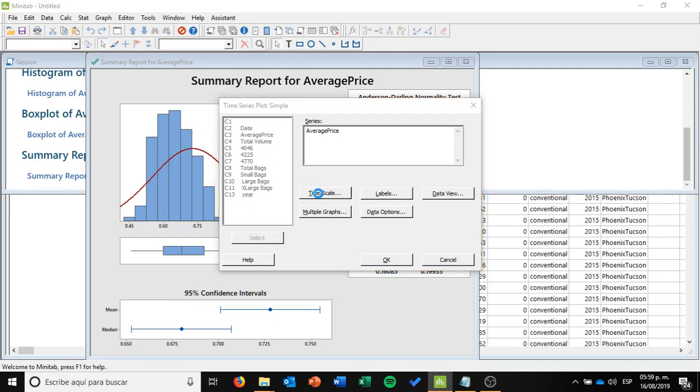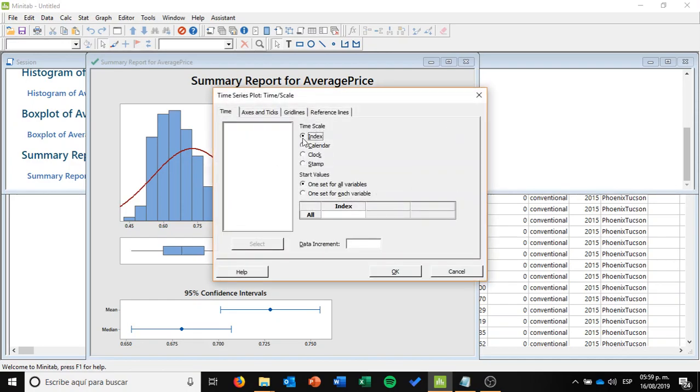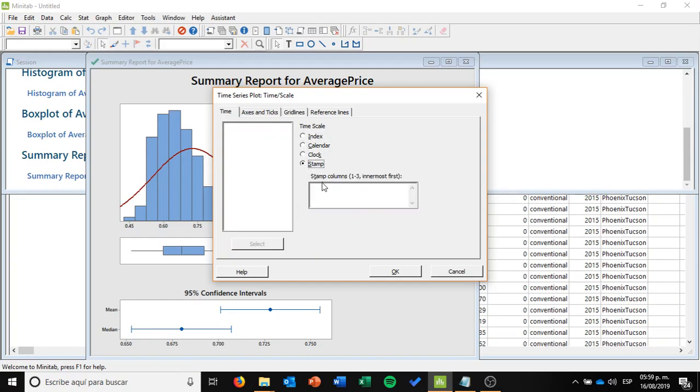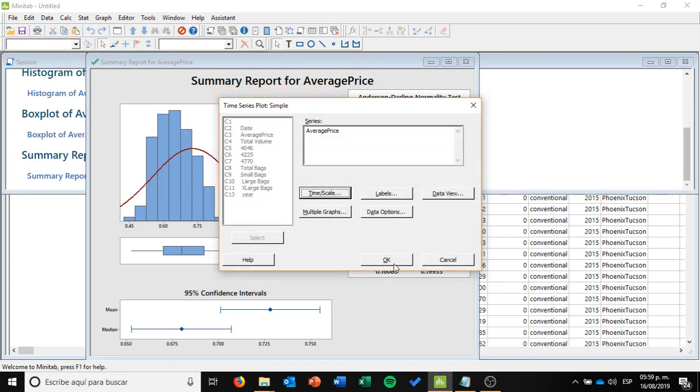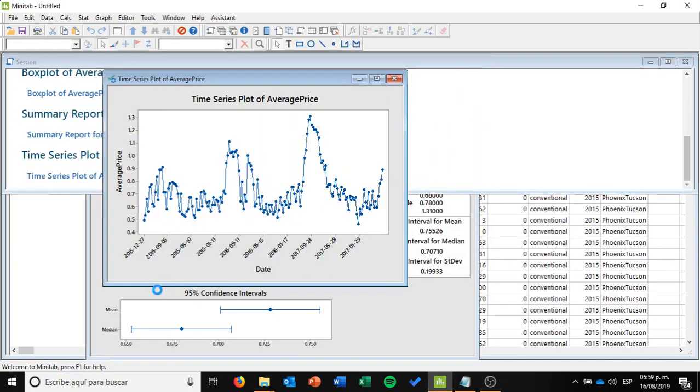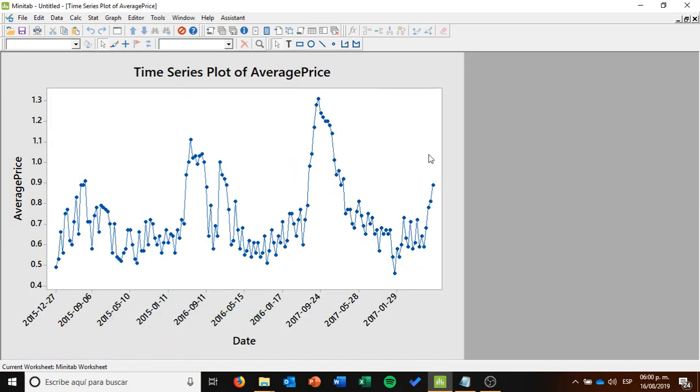but the time scale that I will use is not the index. They are in order, but what I want to use is a stamp. This date stamp is the one that we had before already in the database. I press OK, I press OK again, and what I'm going to see is that this is the time series, as you can see it goes from 2015 to 2017, of what happened with the avocado price in Phoenix. And there's something interesting.